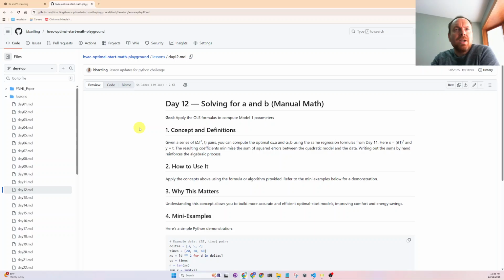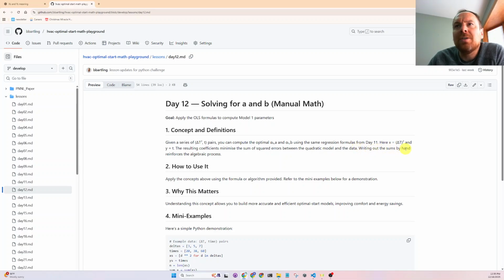Okay, day 12, manual math. So apply ordinary least squares to compute model 1 parameters. Given a series of delta squared t pairs, so this is our delta squared and then our minutes pairs, you can compute the optimal alpha A and alpha B using the same regression as day 11. Here x equals delta time squared and y equals time. The resulting coefficients minimize the sum of squared errors between the quadratic and the data.